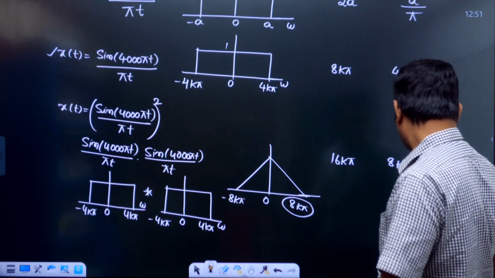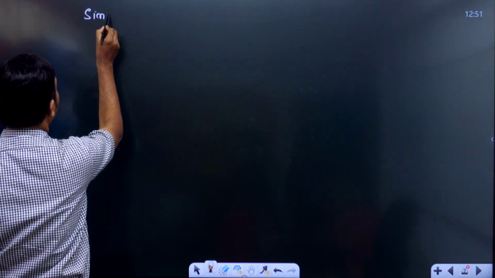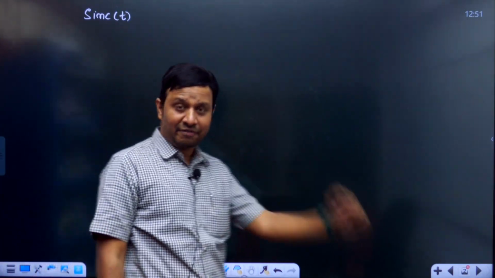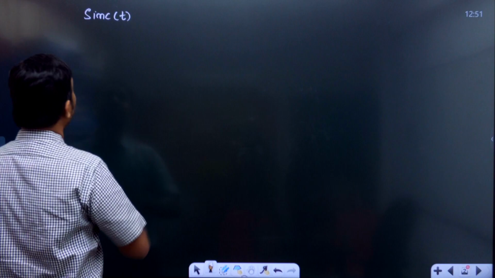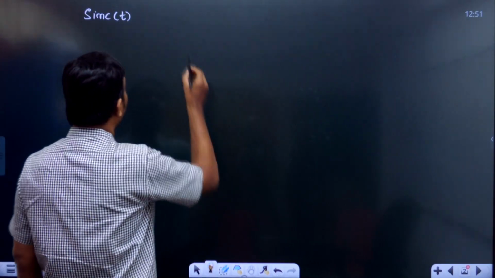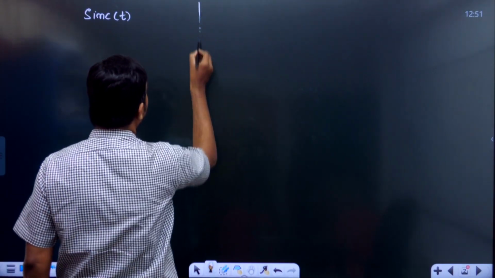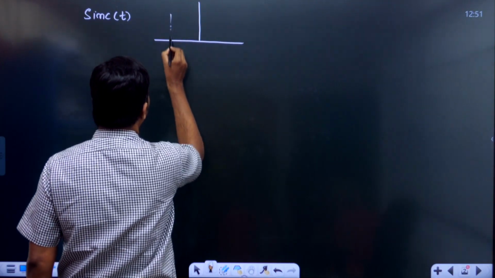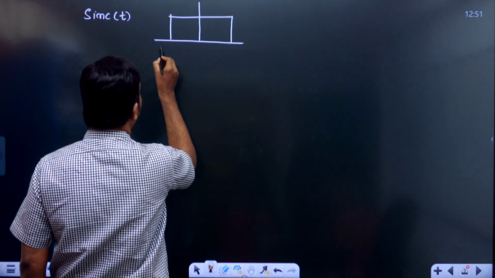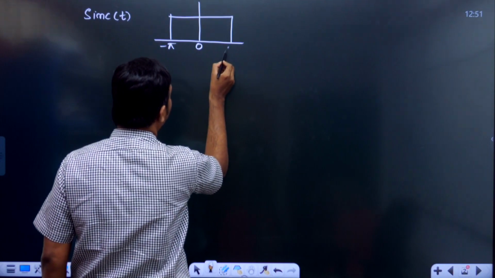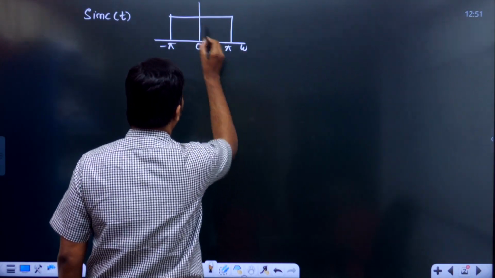Now extending this topic, look here. If I ask you what is the Nyquist rate of sinc t? Sinc t, Nyquist rate I want. Many times this is very, very important. Sinc t means Fourier transform, you must know. The Fourier transform of sinc t is a rectangular pulse varying from minus π to π. Please remember this one, rectangular pulse varying from minus π to π.